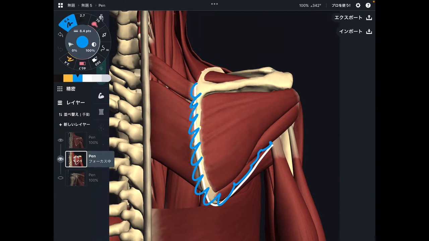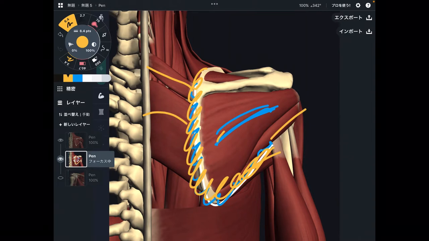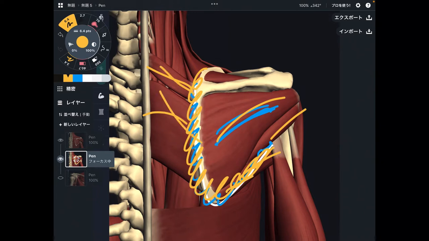If I focus on one muscle, of course it's a good thing. If I work on one muscle, I only affect one muscle, of course. But if I work around the scapula, around the bony contour, I can affect many muscles at the same time. Of course, working on one muscle is a good thing, but I sometimes work around bony structures. Let's check what kind of muscles are around the bony structure.